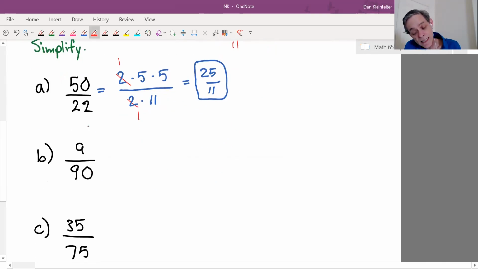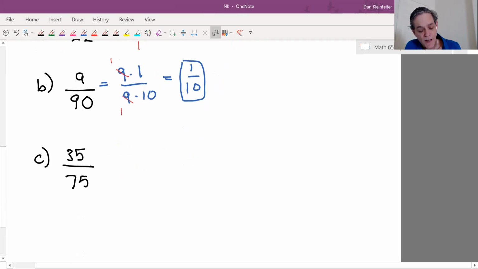As another example of that, for 9/90ths, I know I don't need to factor 9 into 3 times 3 and 90 into 3 times 3 times 2 times 5, because I know that both 9 and 90 are divisible by 9. I'll write 9 as 9 times 1 and 90 as 9 times 10. So now we can divide both numerator and denominator by 9, and that will leave us with 1/10.